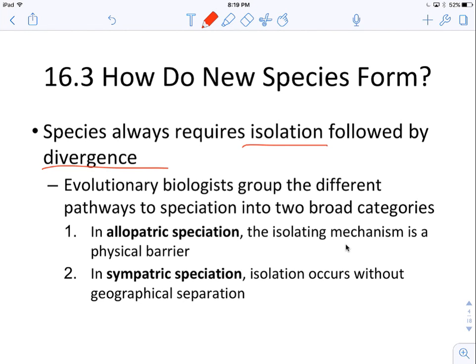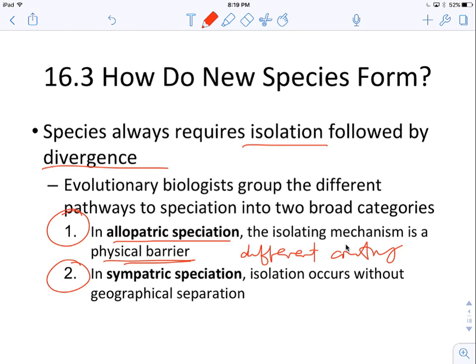And we look at speciation in two broad categories. One is allopatric speciation. Allopatric means different country. And they isolate species by using a physical barrier. And then sympatric speciation. Sympatric means same country.